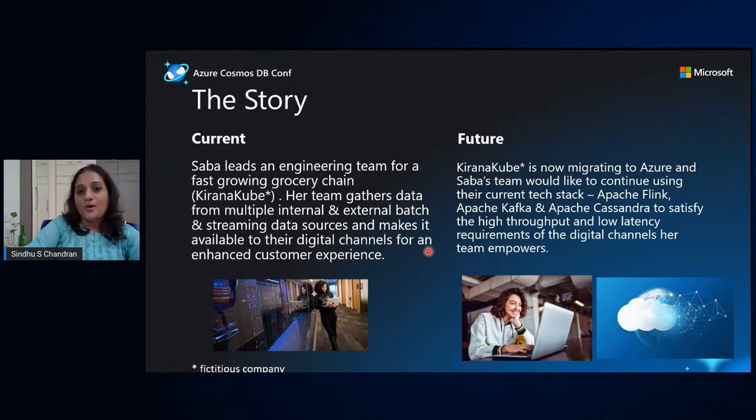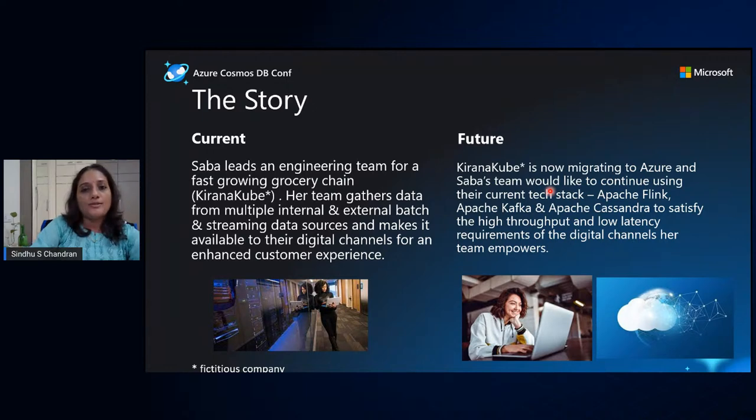Now Kirana Cube is on their journey to cloud, where they are invested in Azure Cloud, and they would like to continue using their technology stack, which they have considerable investment in already, which is based on Apache Flink, Kafka, and Cassandra. So they expect this to continue providing the same throughput and latency that they currently enjoy on their on-prem setup. So this is where the context is.